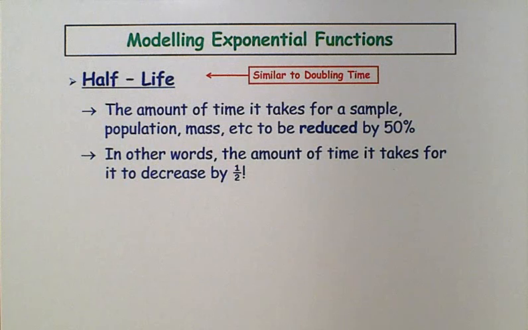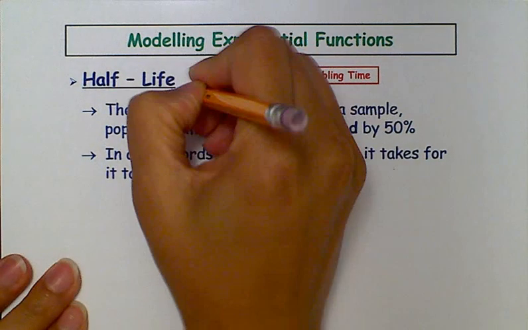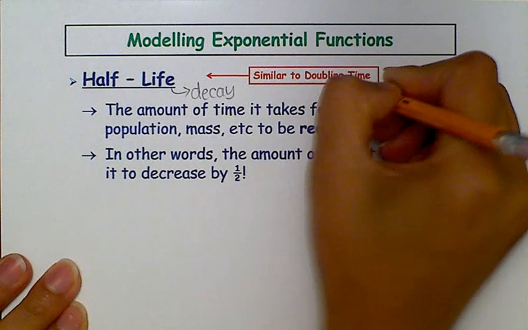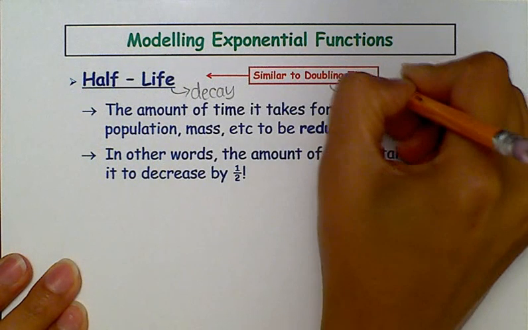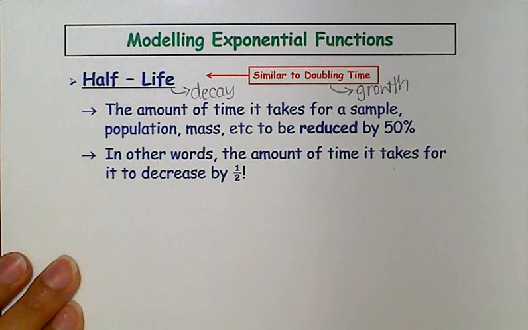So another type of problem you might see with exponential functions is something called half-life. It's very similar to doubling time, but instead of doubling each time, it's going to become half the amount that it was before. So this is actually an example of a decay. Half-life looks at an example of a decay, whereas doubling time looks at an example of a growth. Instead of increasing in amount, in half-life we're actually decreasing in amount.